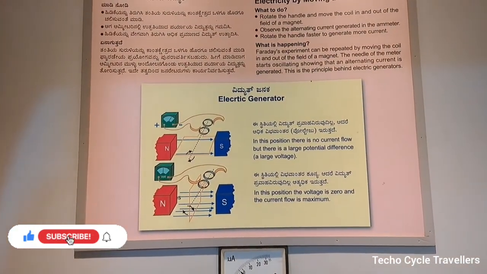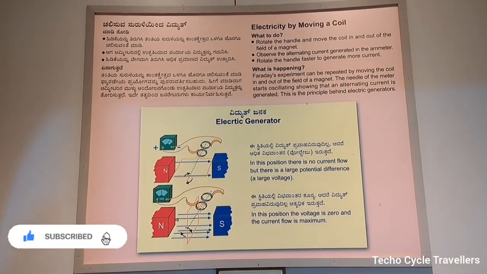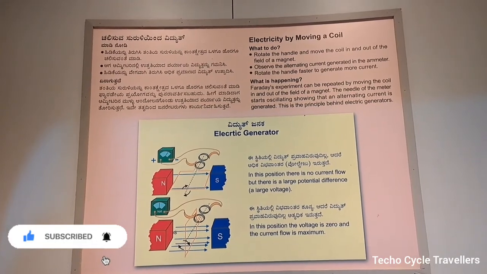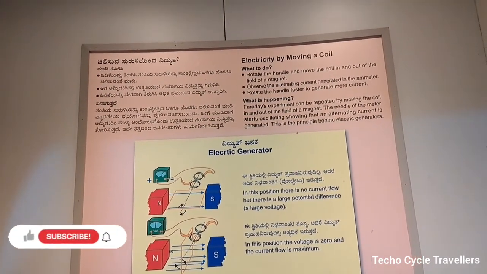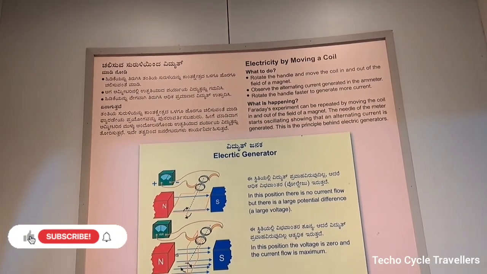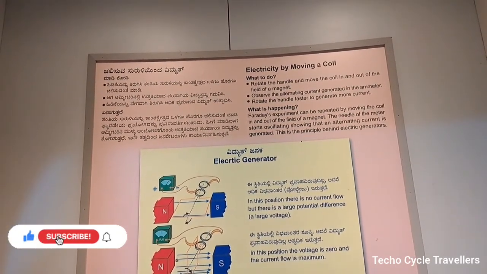Electricity by moving coil. What to do? Rotate the handle and move the coil in and out of the field. Observe the alternating current generated in the ammeter. Rotate the handle faster to generate more current.